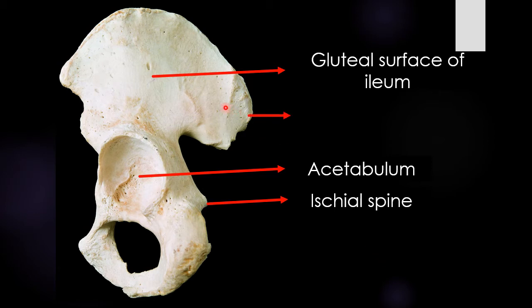The next one is the ilium. Regarding the posterior part of the ilium, two spines are present. One is the posterior superior iliac spine.